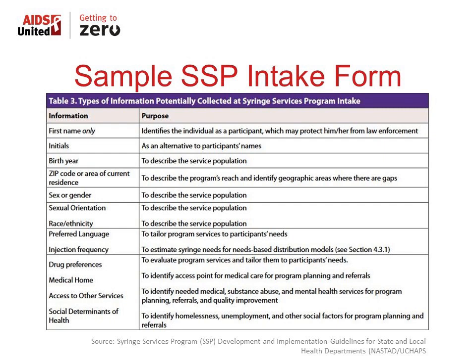You can also ask preferred language to tailor program services to participant needs. You can ask about injection frequency in order to estimate syringe needs for a needs-based distribution model, and drug preferences to evaluate program services and tailor them to specific participant needs. Medical home to identify access points for medical care for program planning and referral. Access to other services. Identify needed medical, substance use, and mental health services for program planning, referrals, and quality improvement.